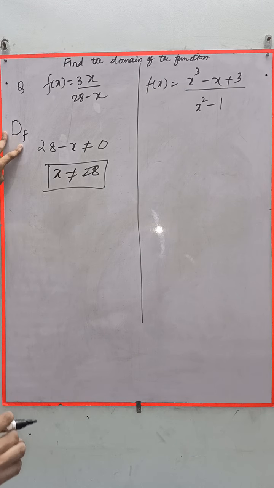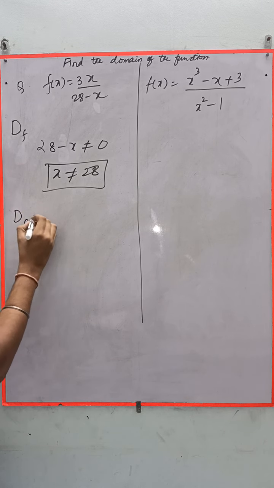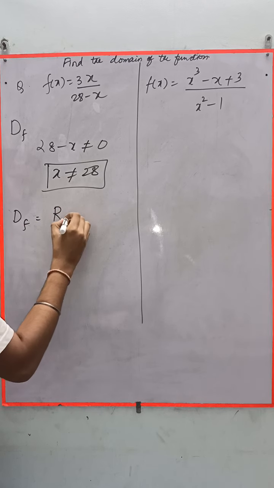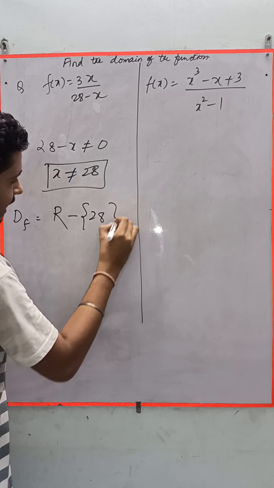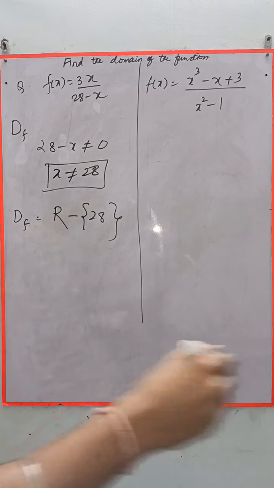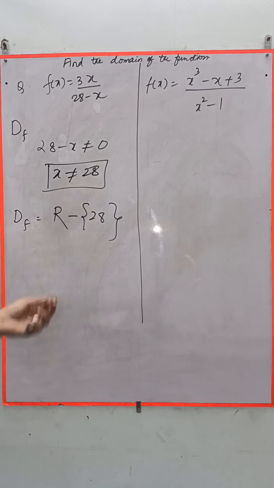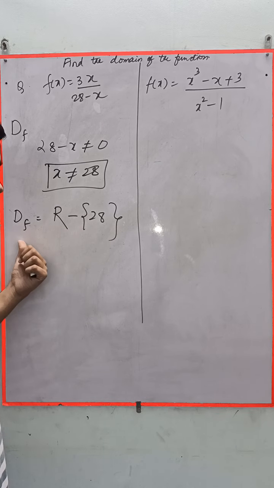Okay, so how to find the domain, how to write the domain? So the domain is the whole real numbers except 28. So that is how we write the domain.